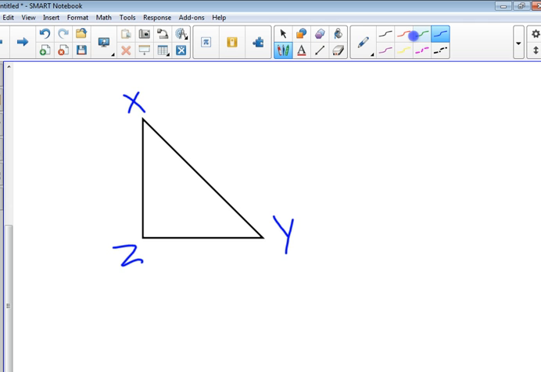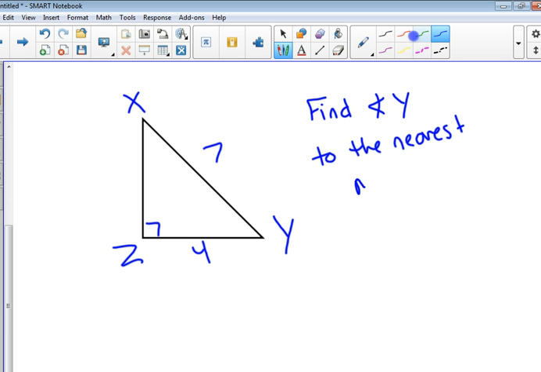C is a 7 and 4. Angle y to the nearest unit. So this is kind of like what we did today, almost the same exact idea. So here's your theta. I should have put a little theta in there. So we want theta to the nearest unit. You want to try it first, or you want me to go through it?